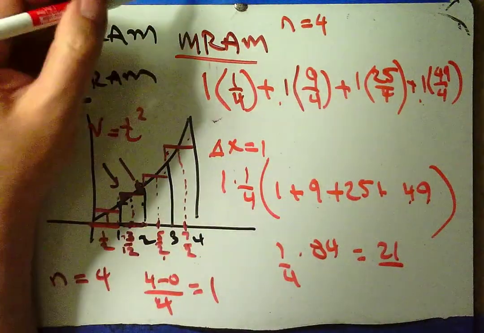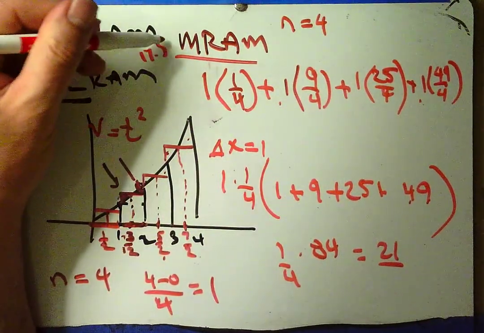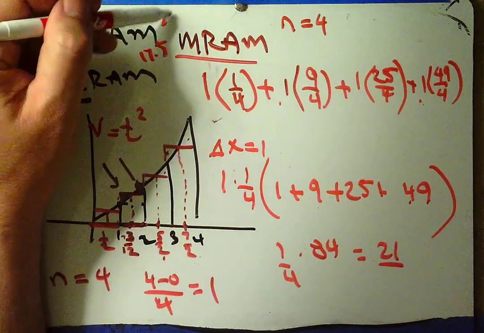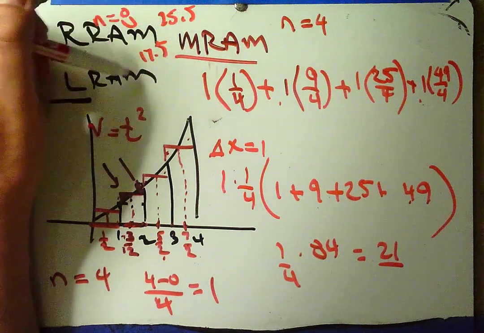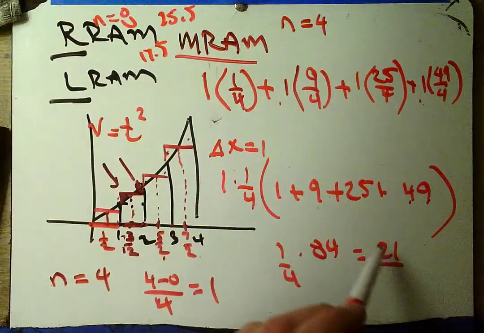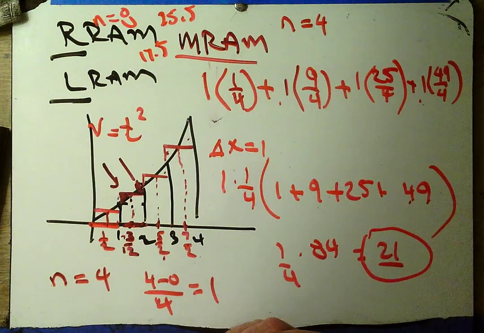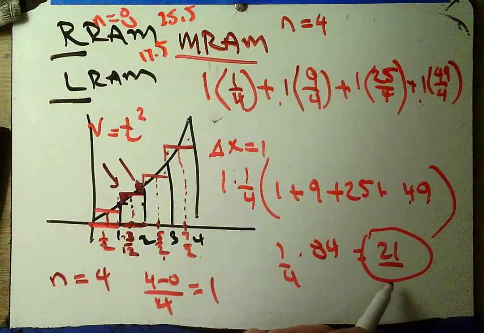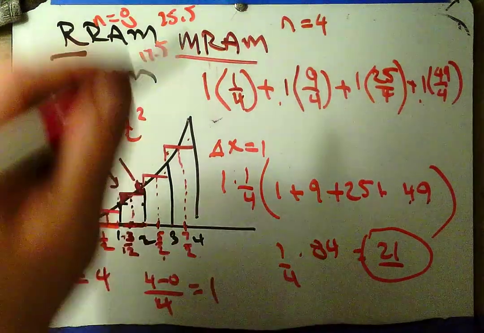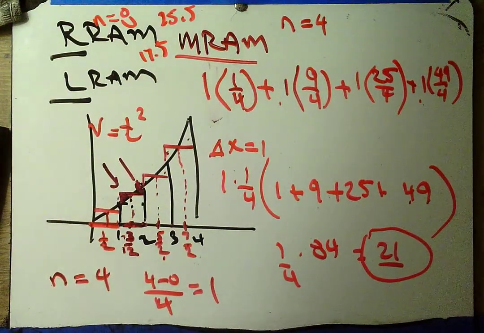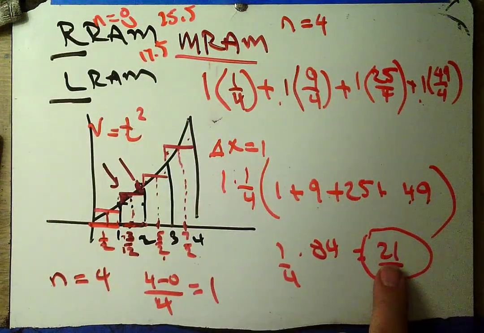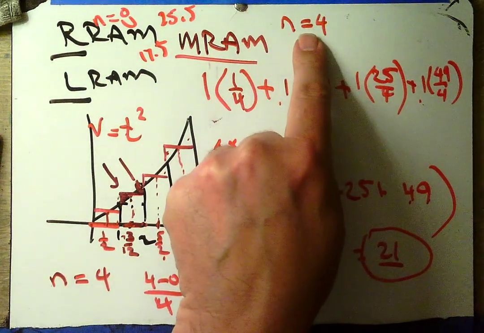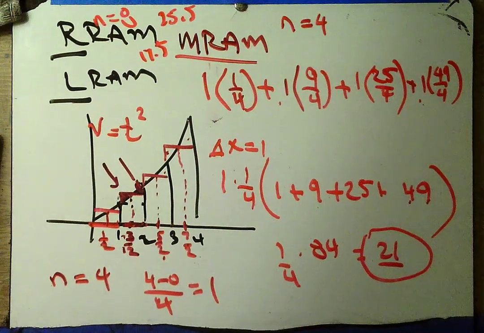So when we think about LRAM being 17.5, and we think about RRAM, wasn't it 25.5 when n equals 8? And we know the actual area is somewhere between those two numbers? Wow. That's almost spot in the middle of those numbers. So here's the thing. MRAM is a little more labor intensive, but I can get a pretty accurate area under the curve with half as many rectangles. And so maybe that work balances out.